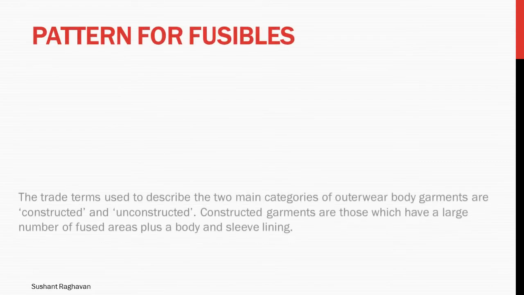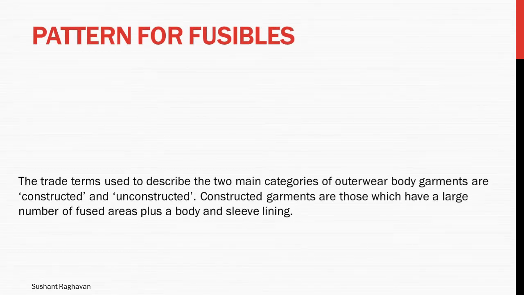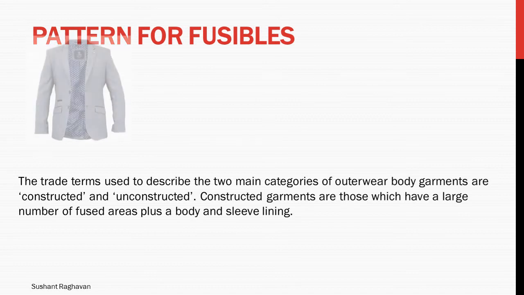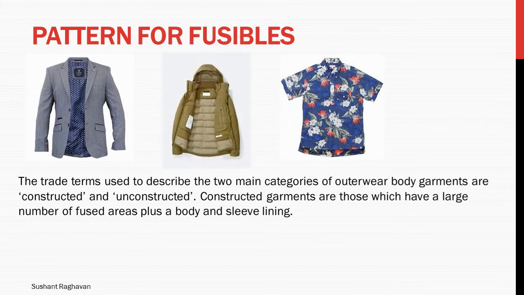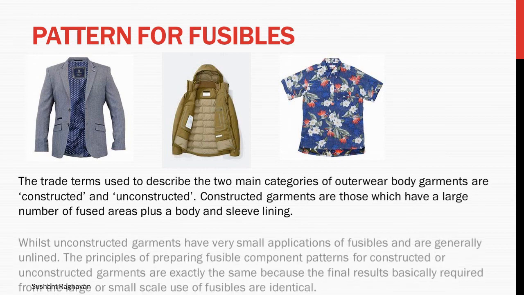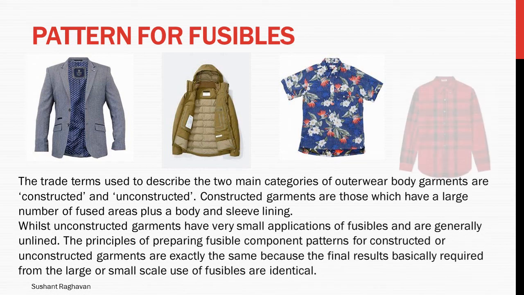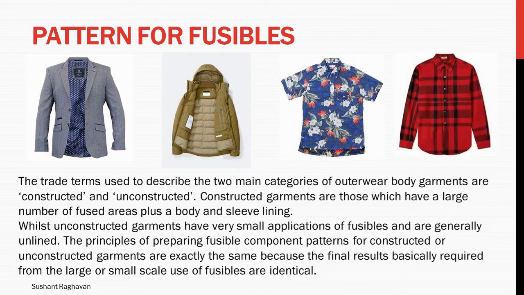Pattern for fusibles. The trade terms used to describe the two main categories of outerwear body garments are constructed and unconstructed. Constructed garments are those which have a large number of fused areas plus a body and sleeve lining, while unconstructed garments have a very small application of fusibles and are generally unlined.